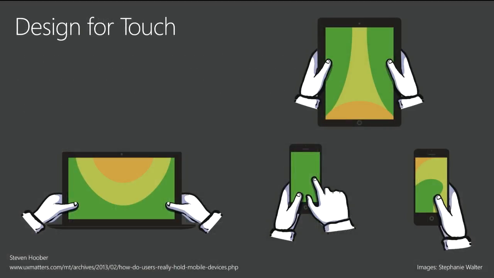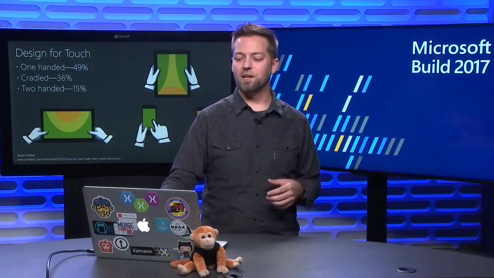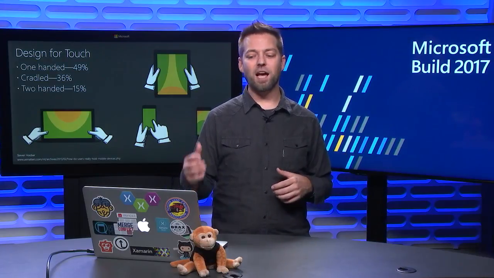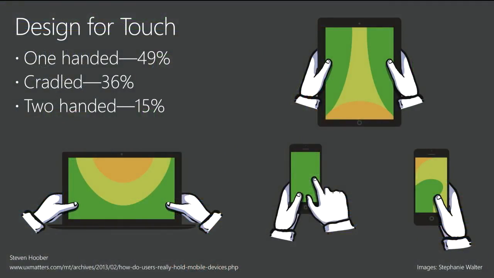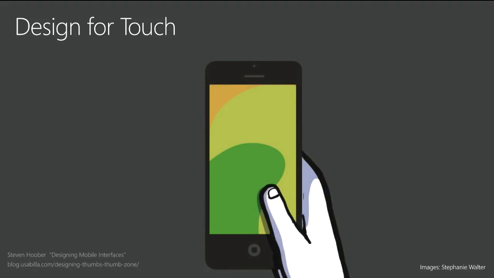Okay, designing for touch. Obviously, this is a mobile-focused design talk, so we want to talk about what's important for touch. People hold their devices in different ways. A lot of research has been done on this. One-handed, 49% of people use it that way. Cradled, that would be with one hand here and then the other hand touching it. Or two-handed, especially in the case of a tablet, but that may not always be at the bottom of the screen, it might be middle of the screen. And that impacts where you can reach parts of that UI.